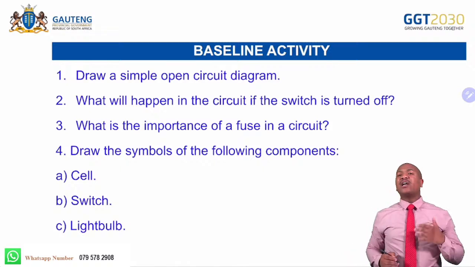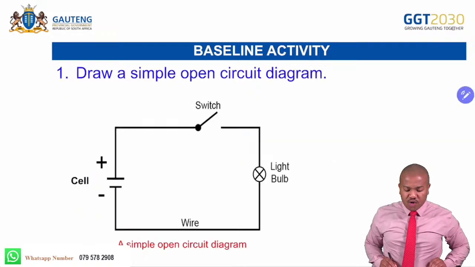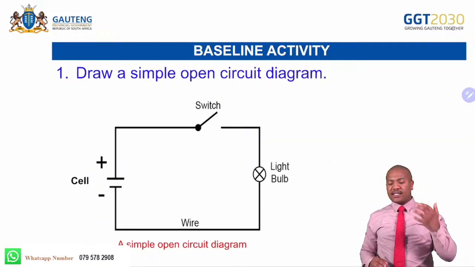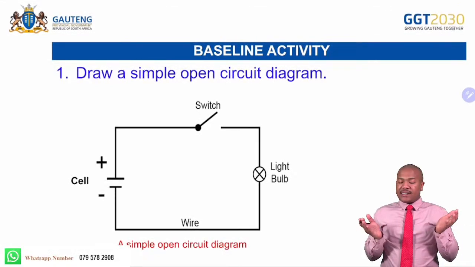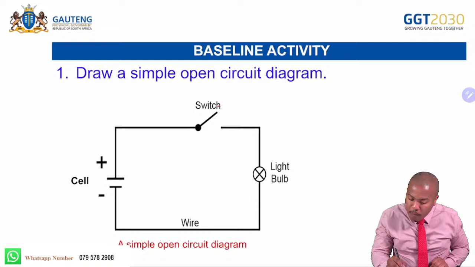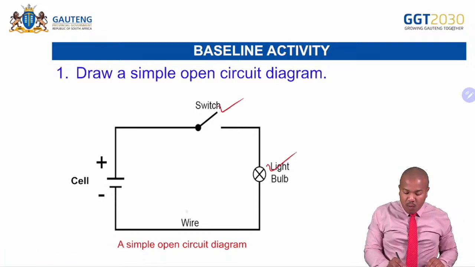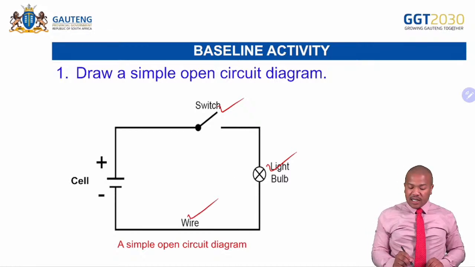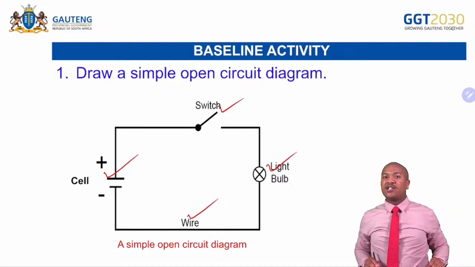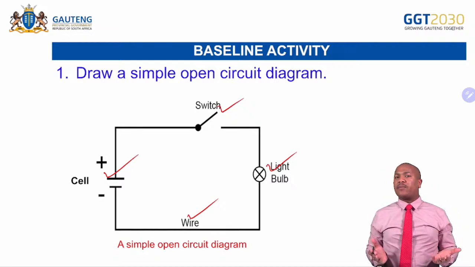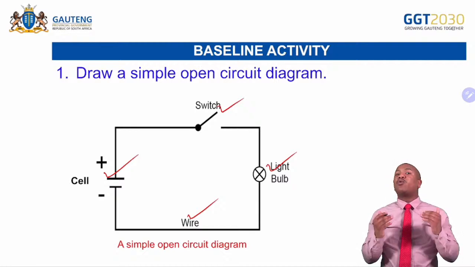So now, let's look at the solutions for our baseline activity. Number one, you have to draw what? A simple open circuit diagram, right? And here is a simple open circuit diagram. It has an open switch, it has a light bulb, it has a wire, and it has what? A source of electricity, which is a cell, right? Because this is a drawing, I'm going to give you 1 minute to copy down the corrections for it, then we continue.